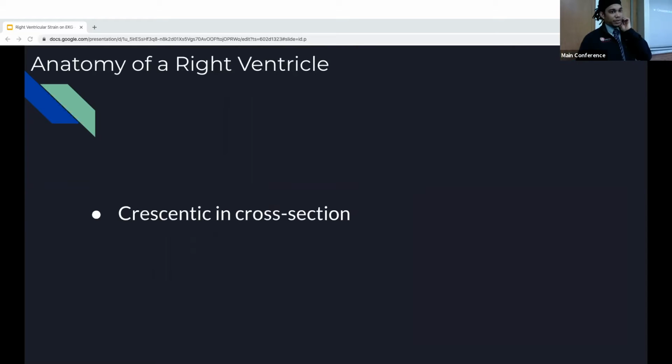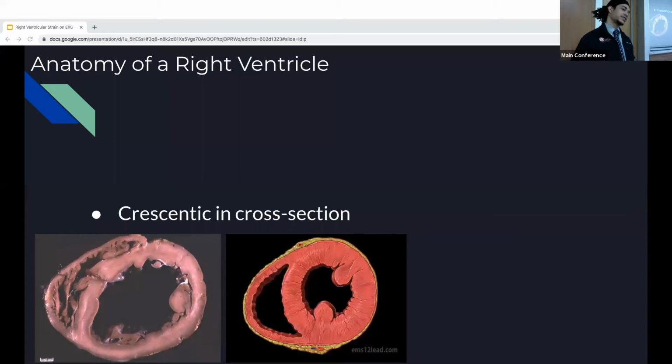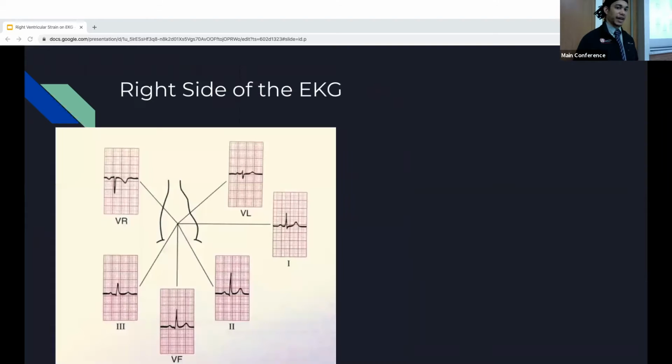In cross section, or if you look at the short axis of the heart, it's this crescentic shape, maybe kidney-bean shaped. If you look at the picture on the left, you can imagine it's anteriorly convex, and you can see its relationship to the left ventricle; it is smaller in size. From the lateral view, you can see the inferior surface is flat and adjoined to the diaphragm. So if that's the anatomy of the right heart, how do we evaluate that on EKG?